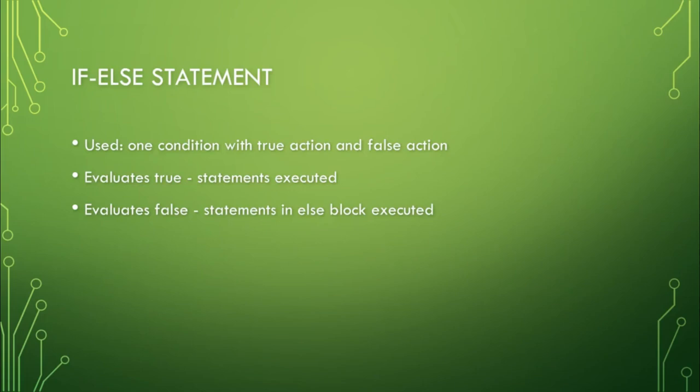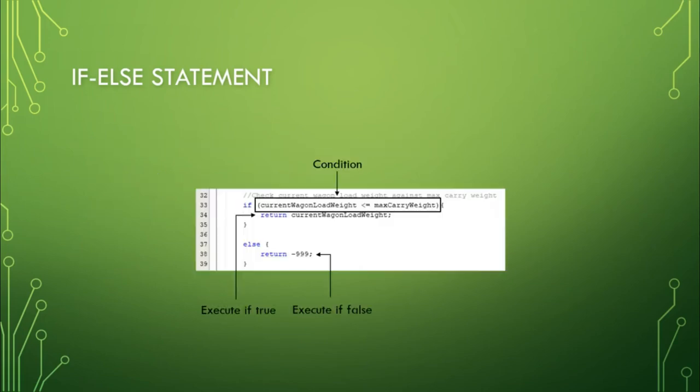The if-else statement is used when there is one condition and it has a true action and a false action. If the condition evaluates to true, the statements in the block are executed. If the condition evaluates to false, the statements in the else block are executed. Here is an example from our code of an if-else statement showing the condition and the statements executed if the condition is true or false.